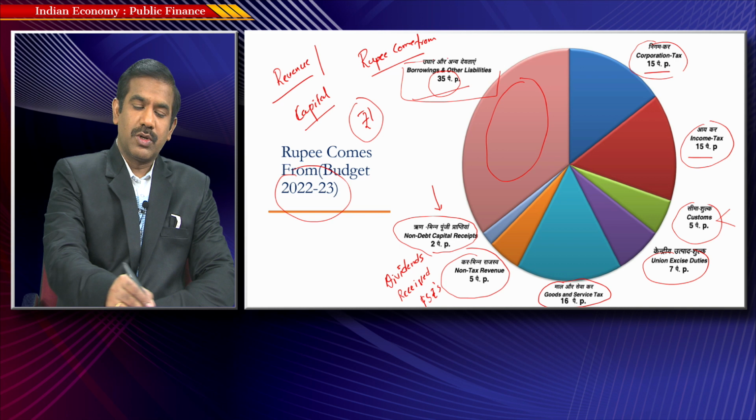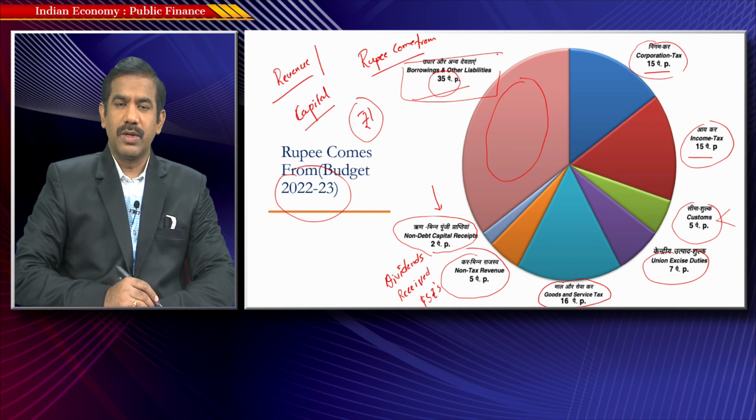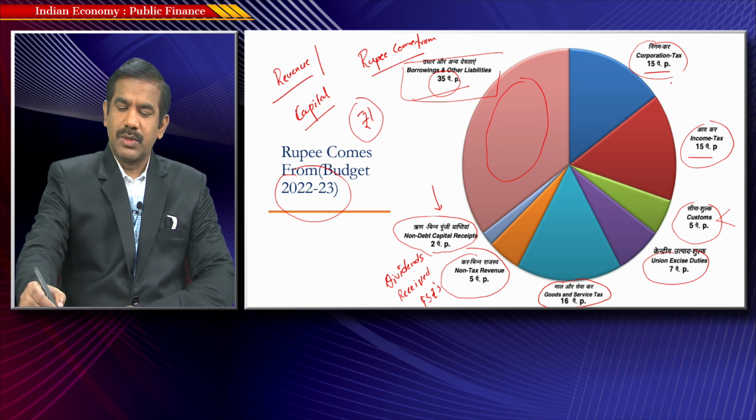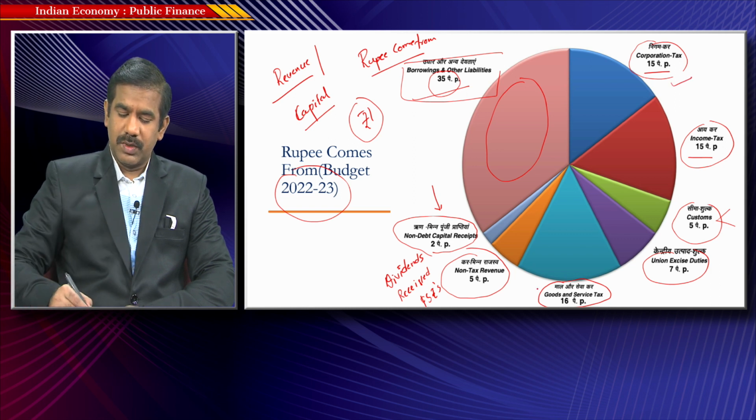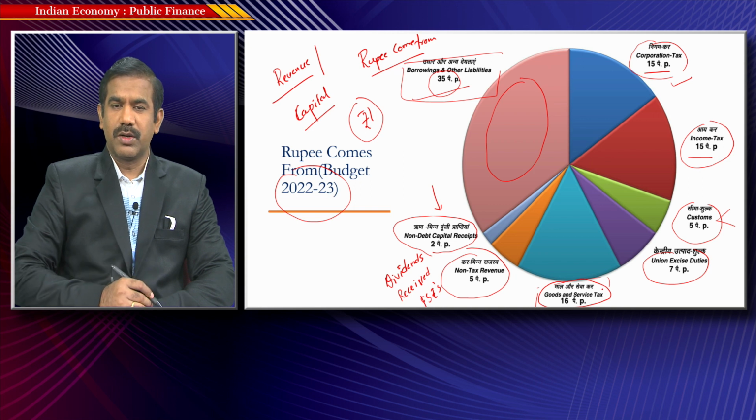So mostly when it comes to examination, what might be asked is which particular part of this pie contributes what proportion of the rupee, isn't it? Borrowings and other liabilities happen to be the major source of receipts, and then next come the corporation tax, income tax, and then the GST, which contribute around 16 paise.